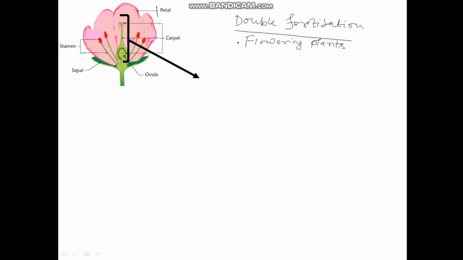So here you can see these are the petals, which are also known as the corolla. This is the sepal, this is the calyx. And then come the reproductive parts. One is the androecium, which is made up of anther and filament. This is the male reproductive organ, and then the female reproductive organ is made up of three different parts, which we will discuss in the next slide.